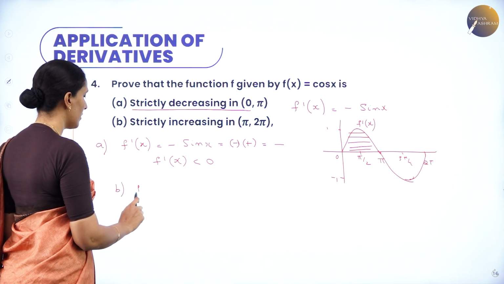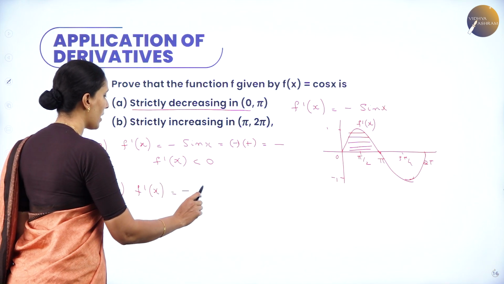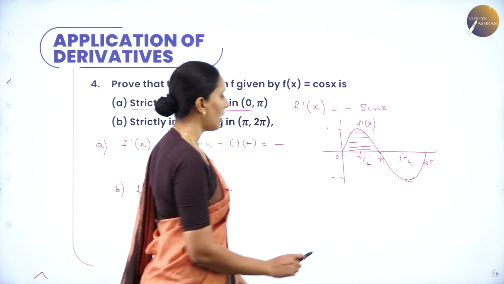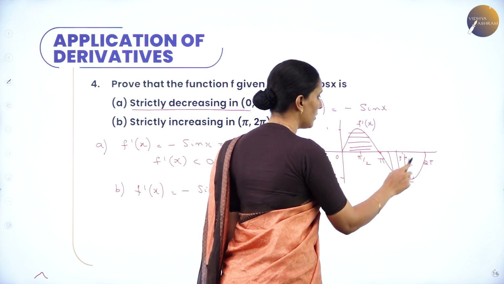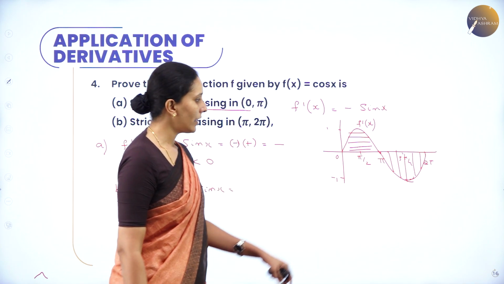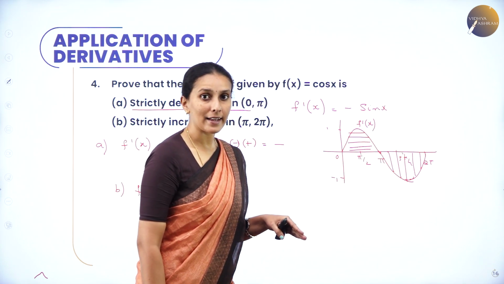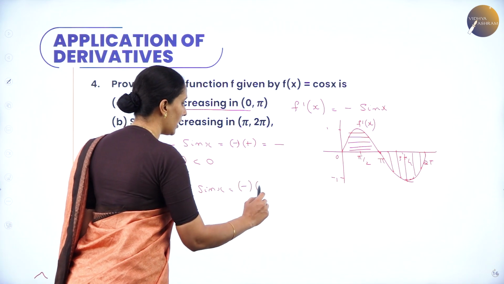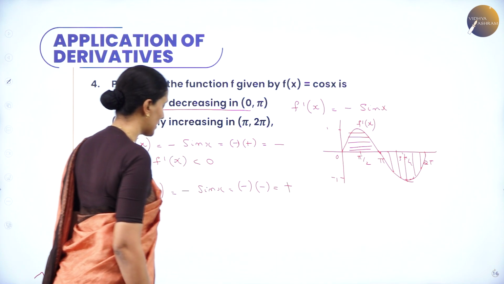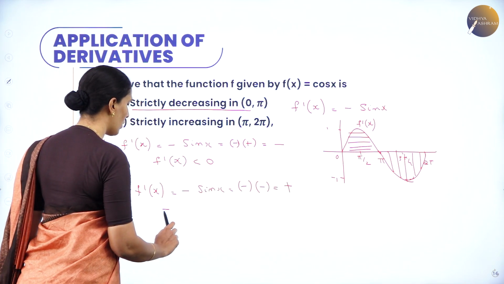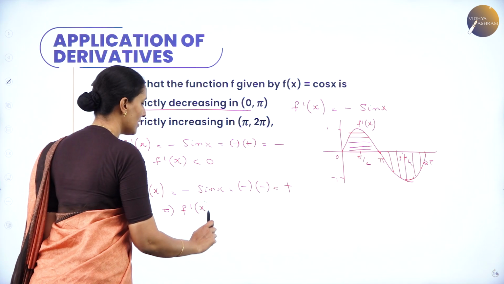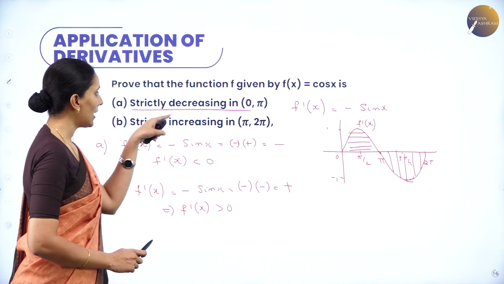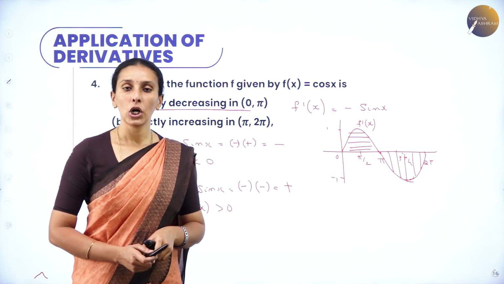Now let's check the second case. We have minus sin x. Let's observe sin x in the interval pi to 2 pi. So this is the area, and this area is lying below the x-axis. That means our sine function is negative. So negative into negative will be plus. F dash of x is plus. What does that imply? F dash of x is greater than 0. So therefore here the function is strictly increasing in pi, 2 pi.